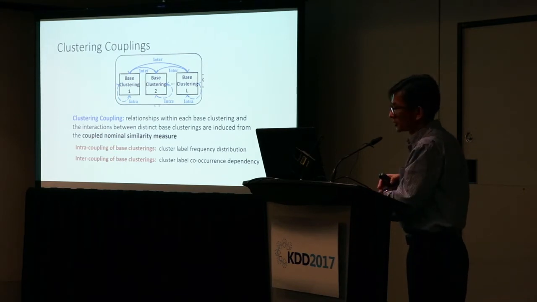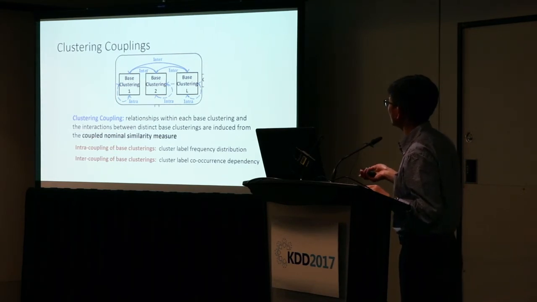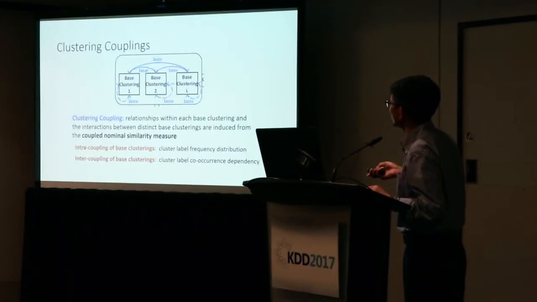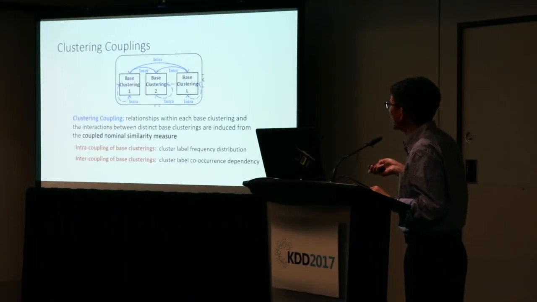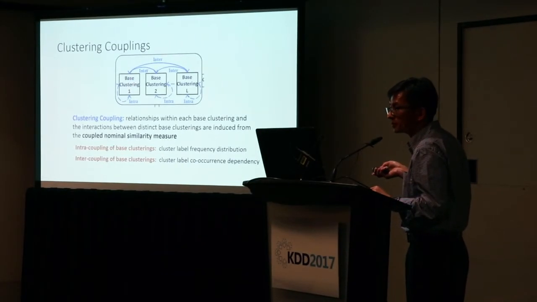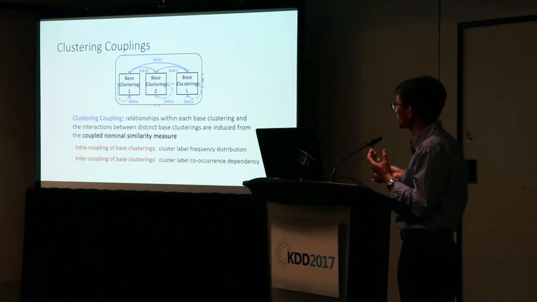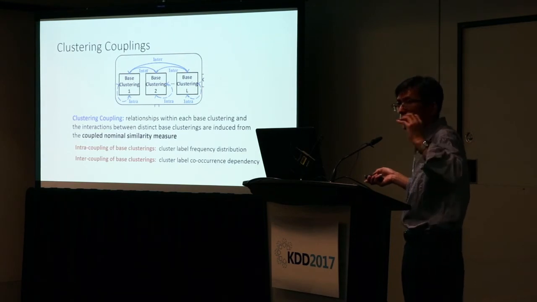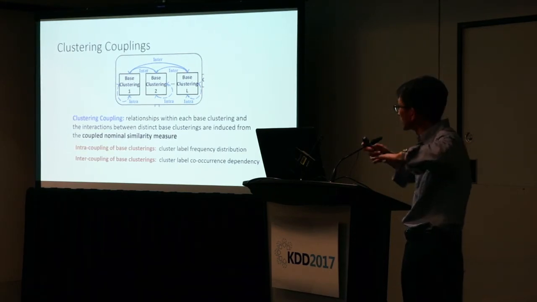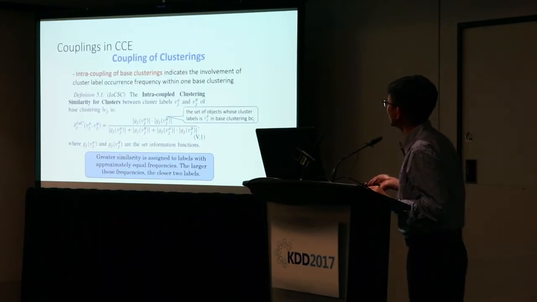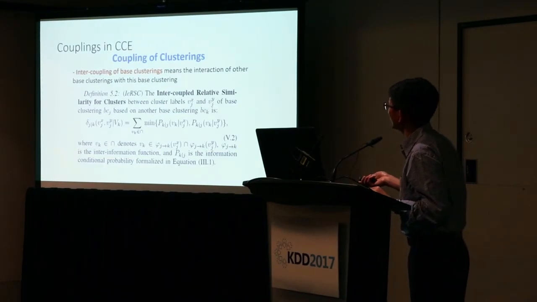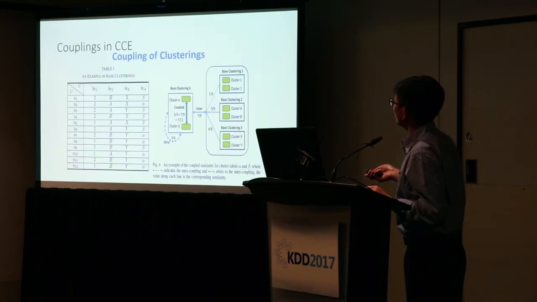Because of timing issues, I probably will not give you too much detail here. The very high-level idea is that we have to calculate the intra-couplings of base clustering, which means within each base clustering, we consider the class label frequency distribution. And the second part is between the base clusterings, which is the label co-occurrence dependence, which means we need to grab the objects and use them to look at their label co-occurrence. So that's the basic idea. I will ignore the details because we have many other contents to introduce.